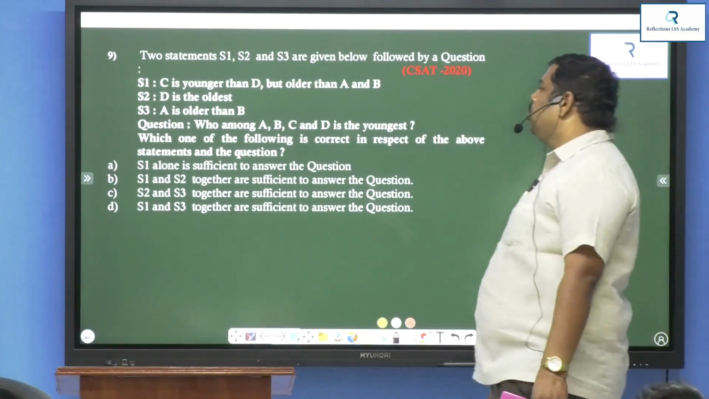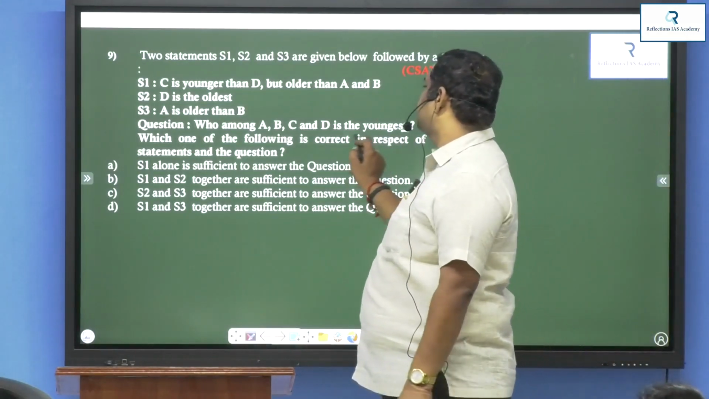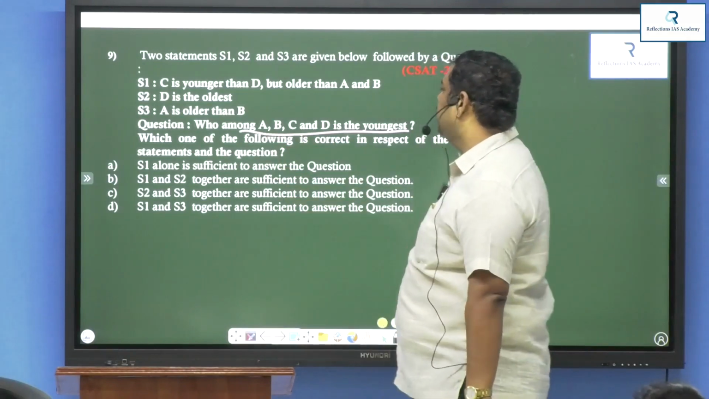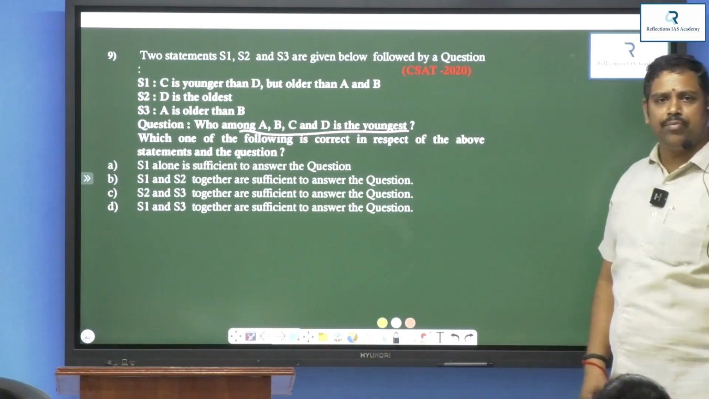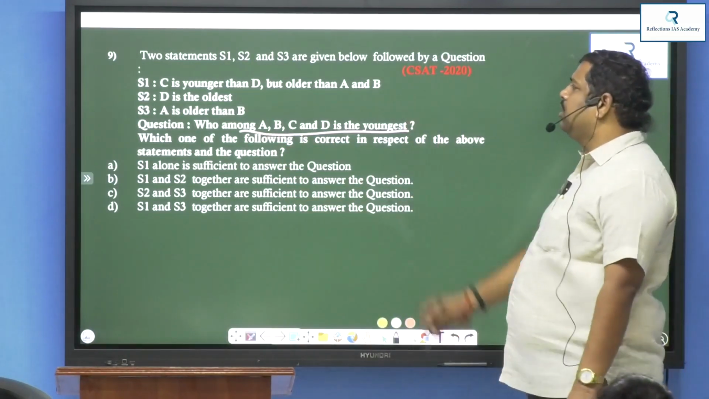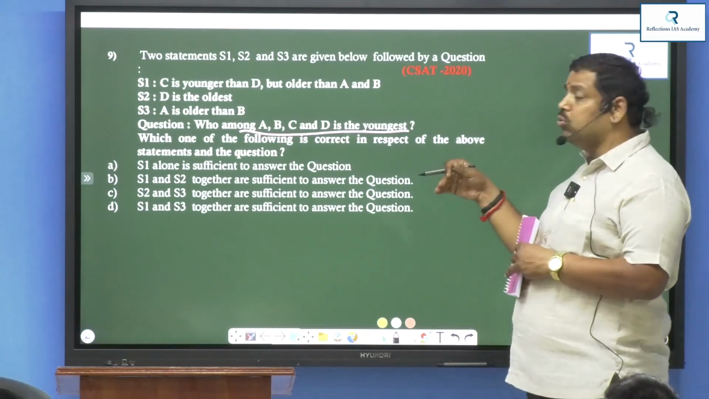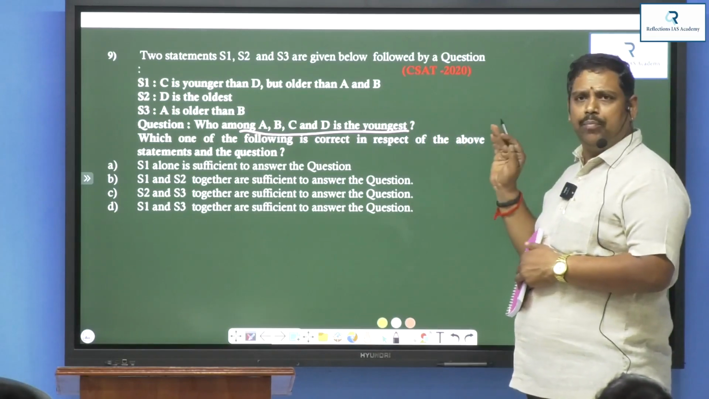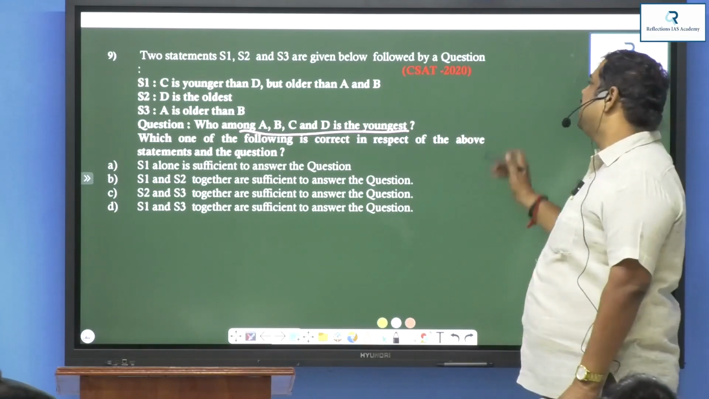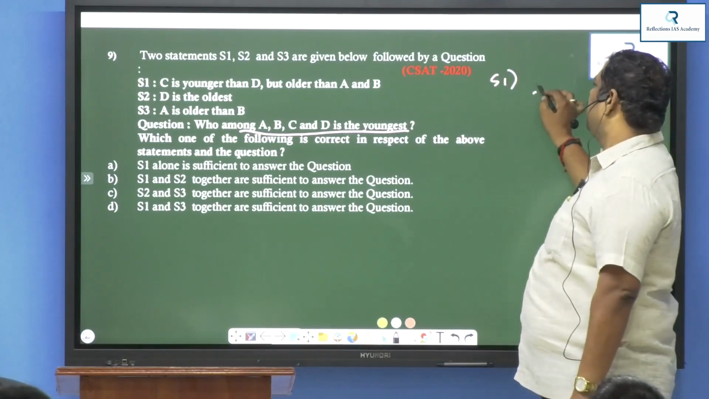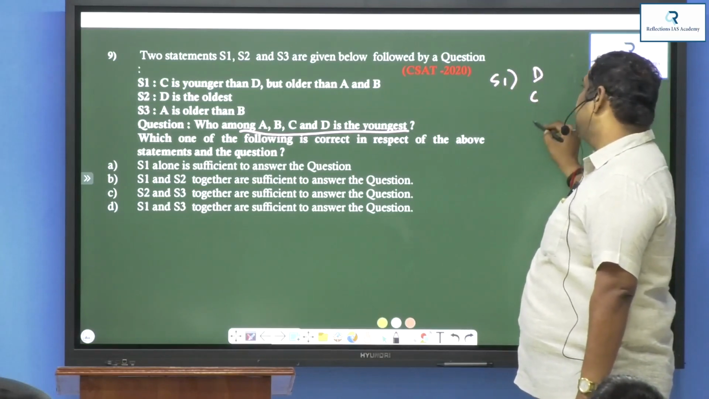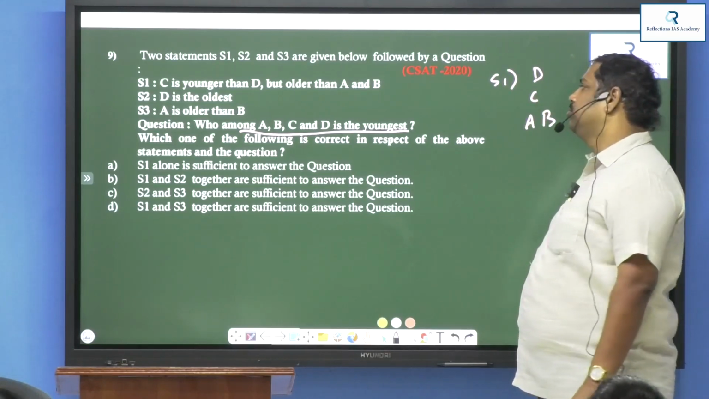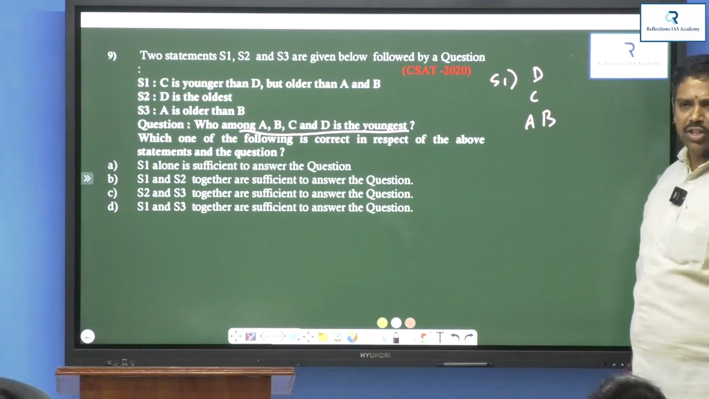Question. Who among A, B, C, D is the youngest? Okay. You want the youngest? Okay. So first one. S1, S2, S3 also, not at all a problem. S1 says that C is younger than D. Okay. But older than A and B. Yes or no? First statement only.